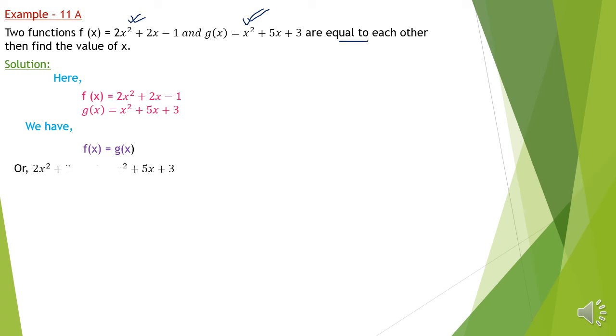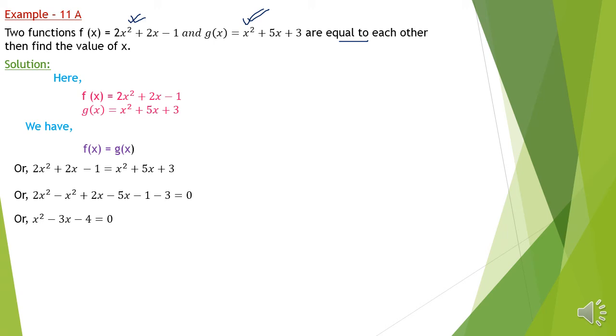Now we have to substitute the value of fx. See, x square plus 2x minus 1 is the value of fx, which is equal to gx, which is x square plus 5x plus 3. Now on transposition, we bring everything from the right hand side to the left hand side, and their signs change. x square changes to minus x square, 5x changes to minus 5x, and plus 3 changes to minus 3. Now on subtraction, it is x square minus 3x.